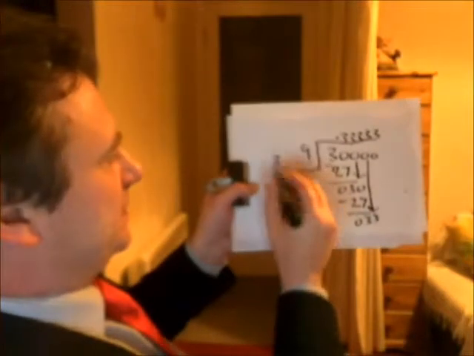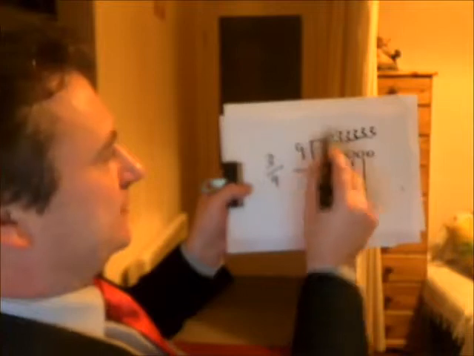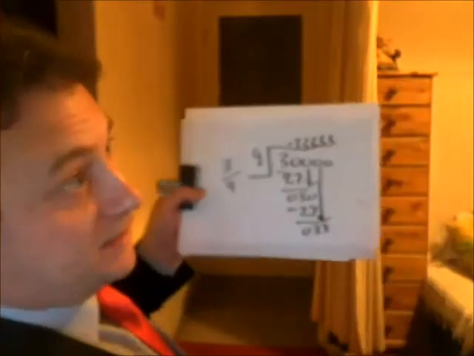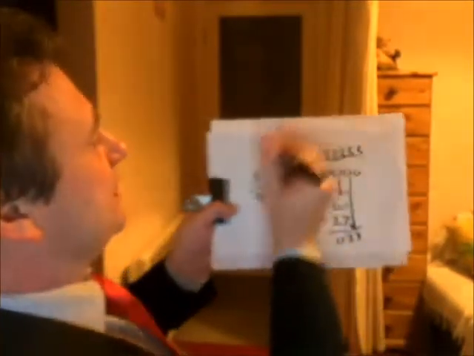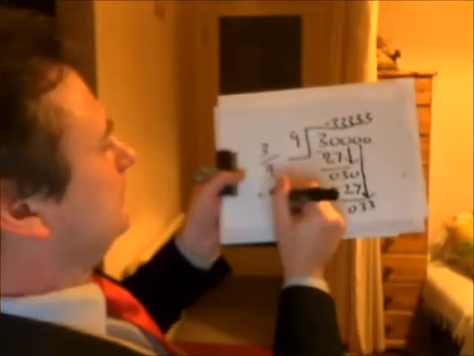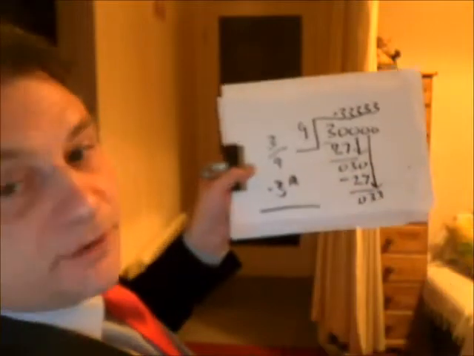So from here we can say that 3/9 as a decimal is 0.333333333 until all eternity, until infinity and beyond. Or we can just say 3/9 is 0.3 and put a little r, 0.3 recurring.